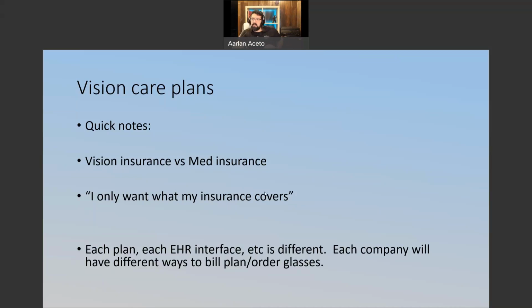Oftentimes, especially when you're in a medical office, they will say, hey, I have IMED and I have Blue Cross Blue Shield and I have a free exam through my IMED, but if I use my Blue Cross Blue Shield, it's a $100 deductible and a $20 copay. Well, if they're coming in and they're diabetic, the vision insurance is primarily used when there's no problems, there's no complaints outside of I just need new eyeglasses and everything else is fine.